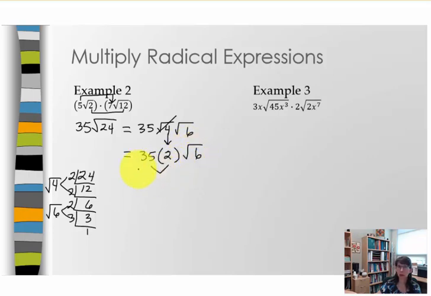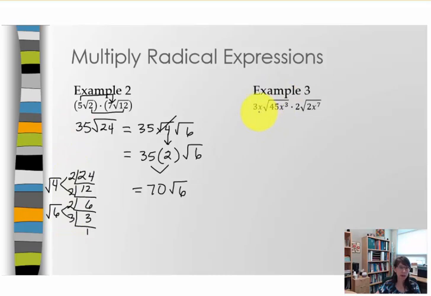35 times 2, those numbers have cleared the radical, so we can multiply and get the product, which would be 70 square roots of 6. That's our final answer. So notice how we often are using this factor ladder to help us break down our radicands into perfect squares because we're working with square roots.